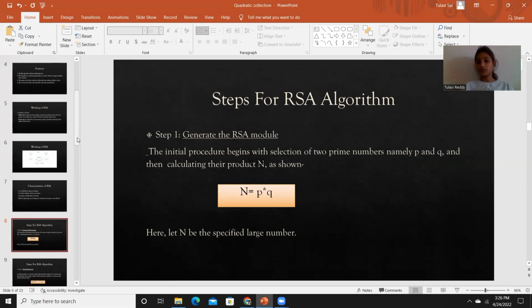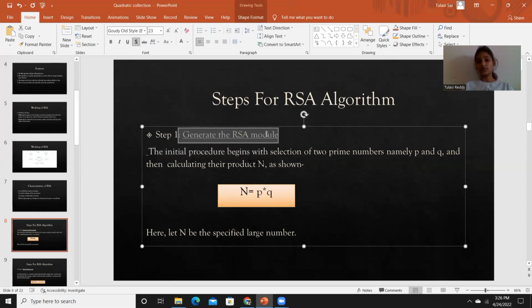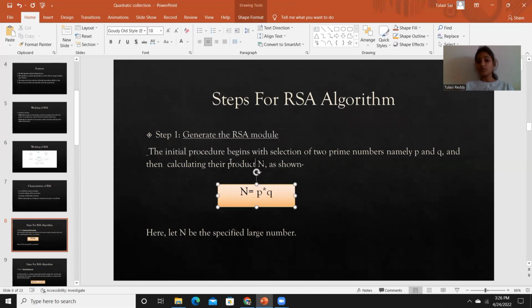Coming to the first step of the RSA algorithm, the first step is to generate the RSA modulus. The initial procedure begins with the selection of two prime numbers, namely P and Q, and then calculating their product N. As shown in this box, we will be selecting two prime numbers. Let us take P equal to some number and Q equal to some number, and their product will be represented by N. So N equals P into Q. Let N be the specified large number.